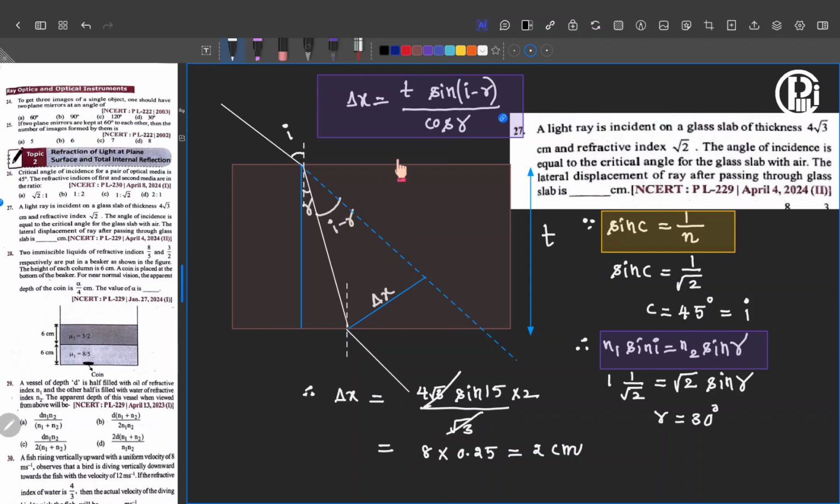And to find the lateral shift in this glass slab, this is the formula: delta x is equal to t times sin(i minus r) by cos r.